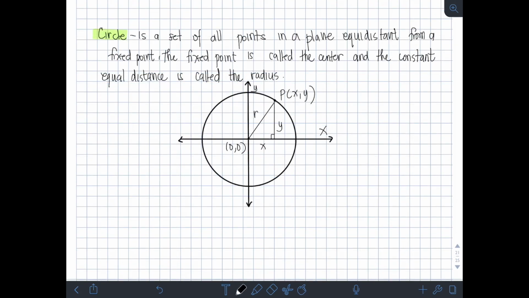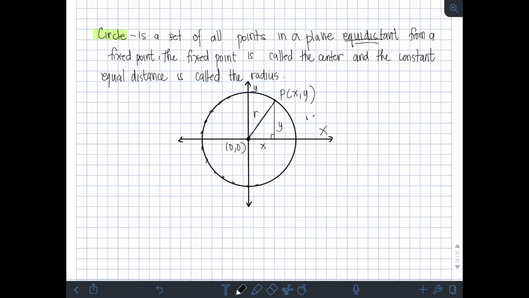Okay? Now, define naman natin kung ano ba ang circle in terms of the locus of points. So, sabi, it is a set of all points in a plane equidistant from a fixed point. The fixed point is called the center and the constant equal distance is called the radius. Okay, so halimbawa daw, ito yung circle natin. So, based on the definition, dapat daw itong set of points na to, na nakalagay dito sa circle, dapat lahat sila is equidistant from a fixed point, which is the center. So, in this case, ito yung center natin, or yung origin. So, dapat, yung fixed distance na yon ay equal doon sa tinatawag nating radius.